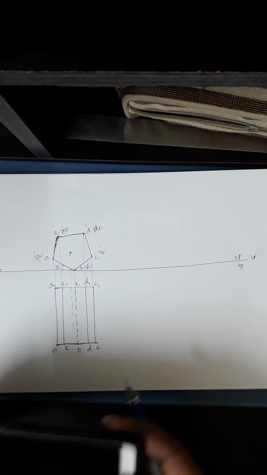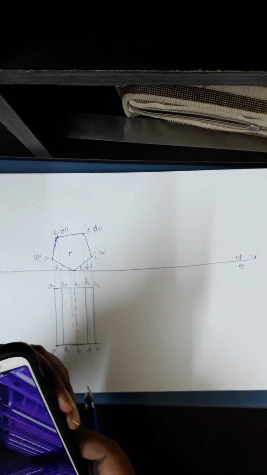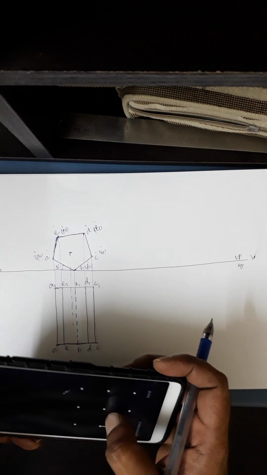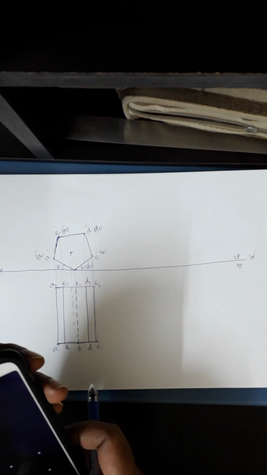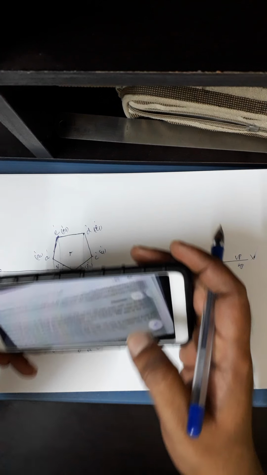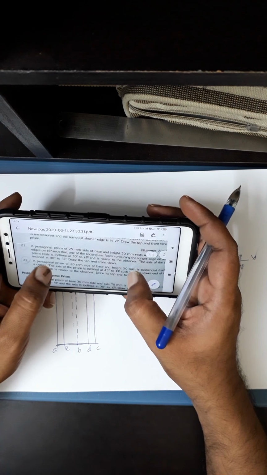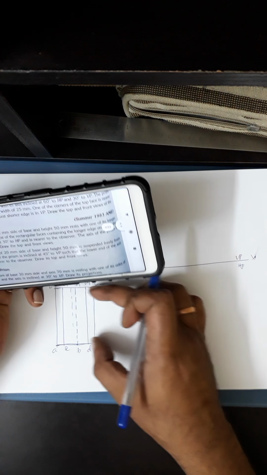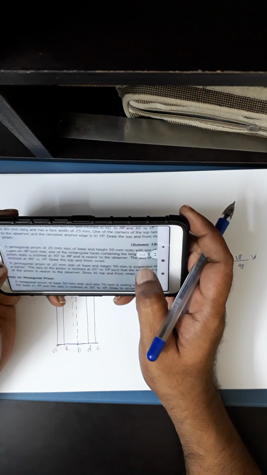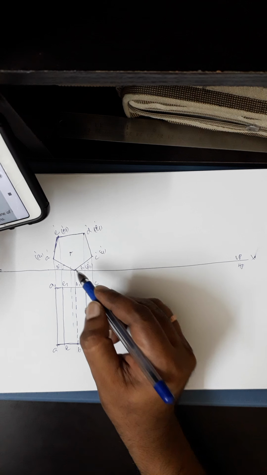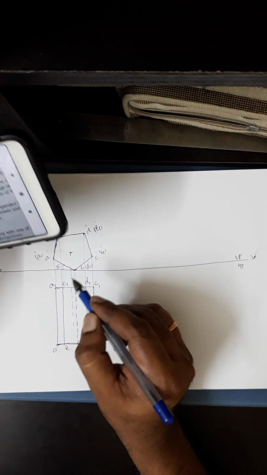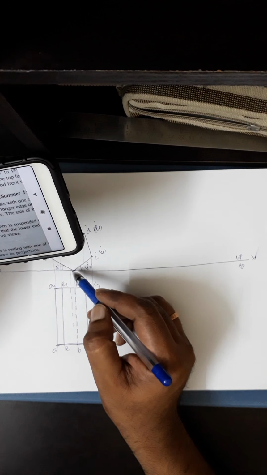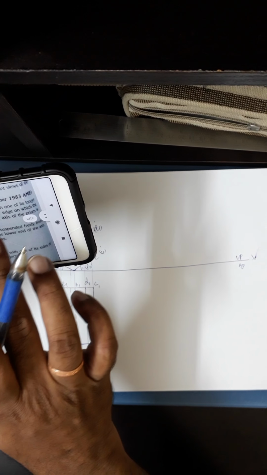In that problem it says, see, problem number 21, a pentagonal prism of 50 mm height. So this is the height of 50. It rests on one of its longer edges on HP, so it's resting on the longer edge. This corner actually represents the longer edge. Then one of the rectangular faces, out of these two rectangular faces, he says one of the rectangular faces containing the longer edge.